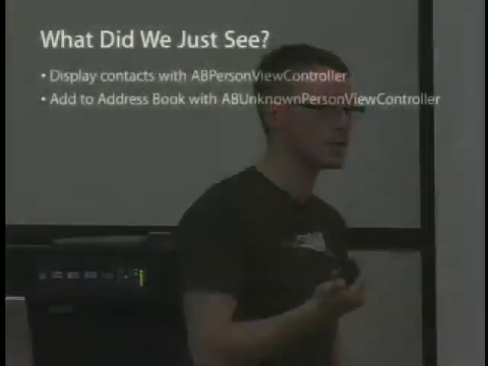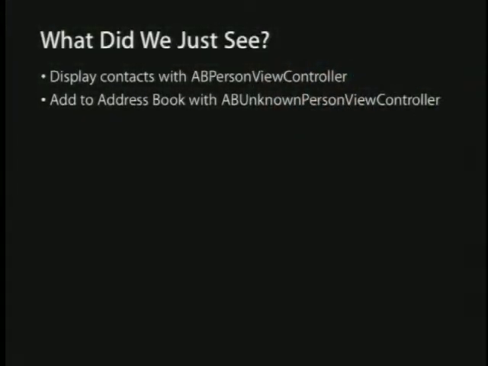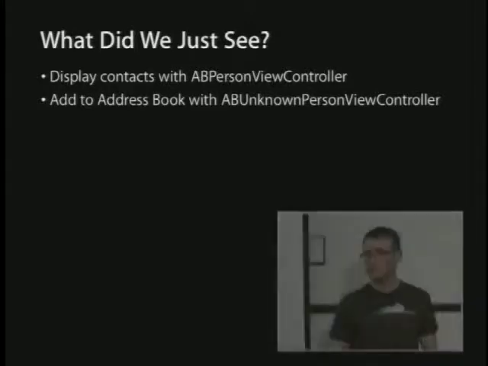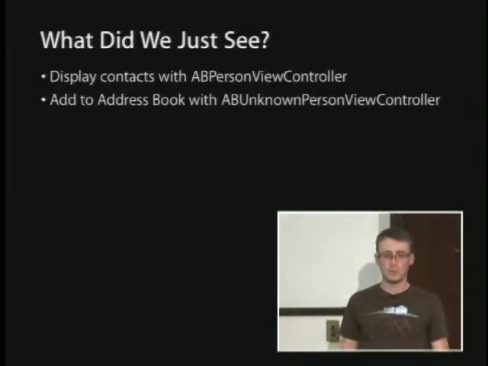All right. That's showing the people. You can display existing people with the AB person view controller, and when you need to let the user add to their address book, the AB unknown person view controller.